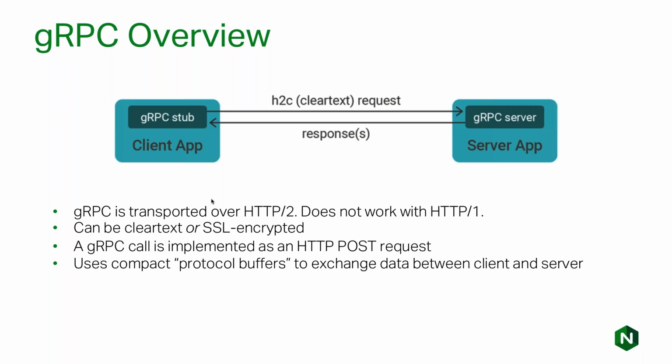gRPC uses HTTP2, and gRPC clients and servers can operate in plain text or in SSL encrypted mode. gRPC calls, as we'll see, are simple HTTP requests. They use POST methods. The data in the service call is encoded using a protobuf, and the response likewise comes back as a protobuf. That allows for efficient, compact, and upgradable protocols between the server and the client.